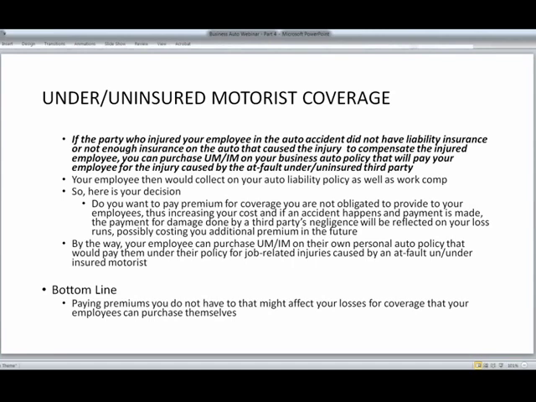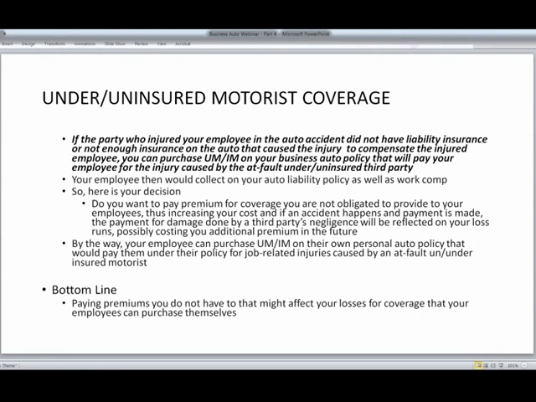So here's your decision. Do you want to pay premium for coverage you're not obligated to provide to your employee, thus increasing your costs? And if an accident happens and payment is made, the payment of the damage done by a third-party obligation will be reflected on your loss runs and possibly cost you additional premium in the future.